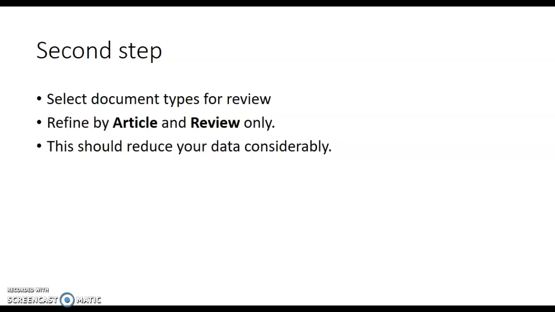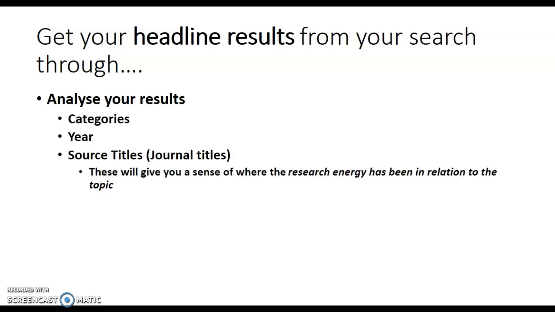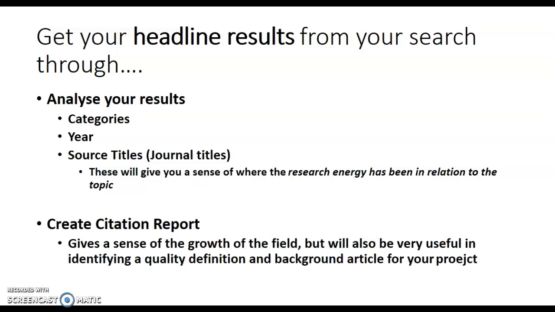I'm only interested in article and review articles only, because they are research based, or reviews of the research. That should reduce your results considerably. When you're analyzing results by category, year, and source titles, it gives you a sense of the main fields in which the research has been done. That's a good overview to give at the start. The next one is creating a citation report, and I'll talk a little bit about this in the next video as well, which is going to give you a sense of the growth of the field.